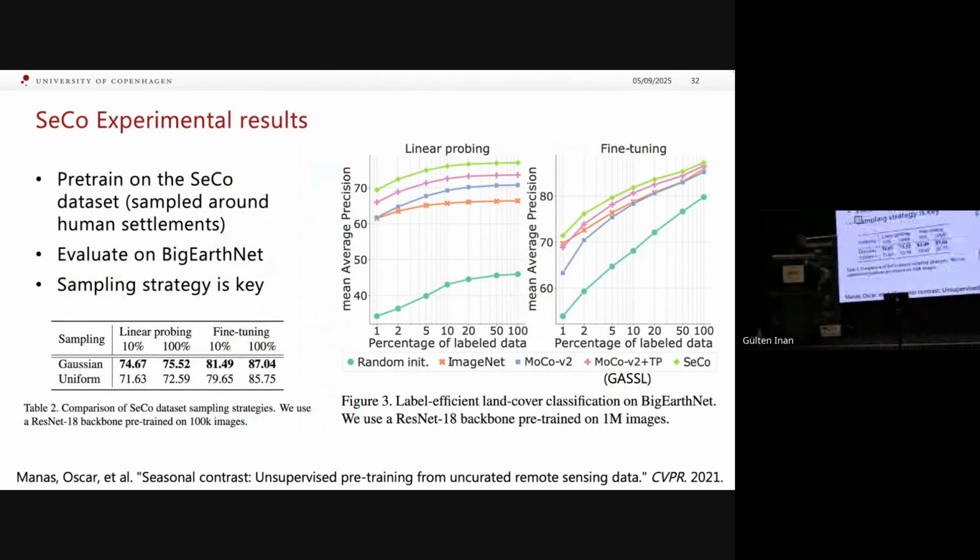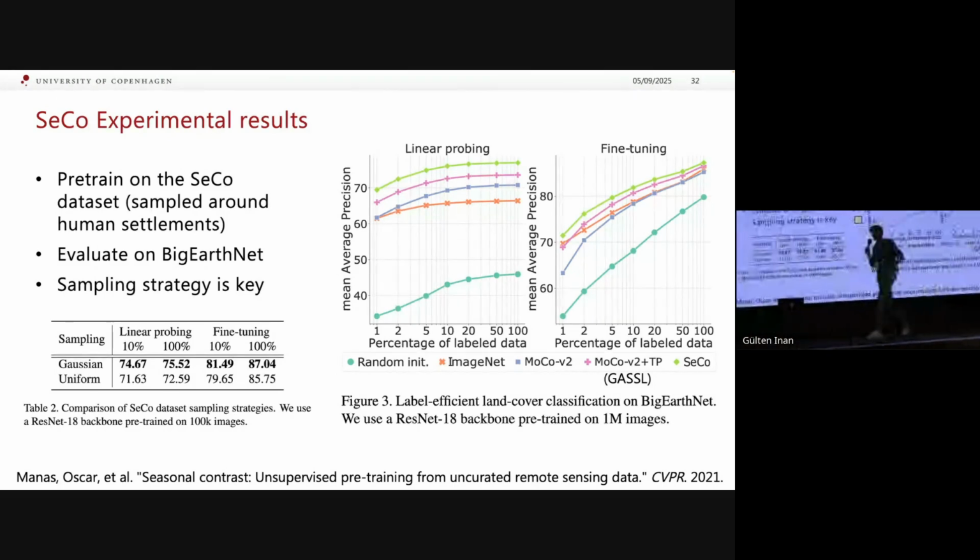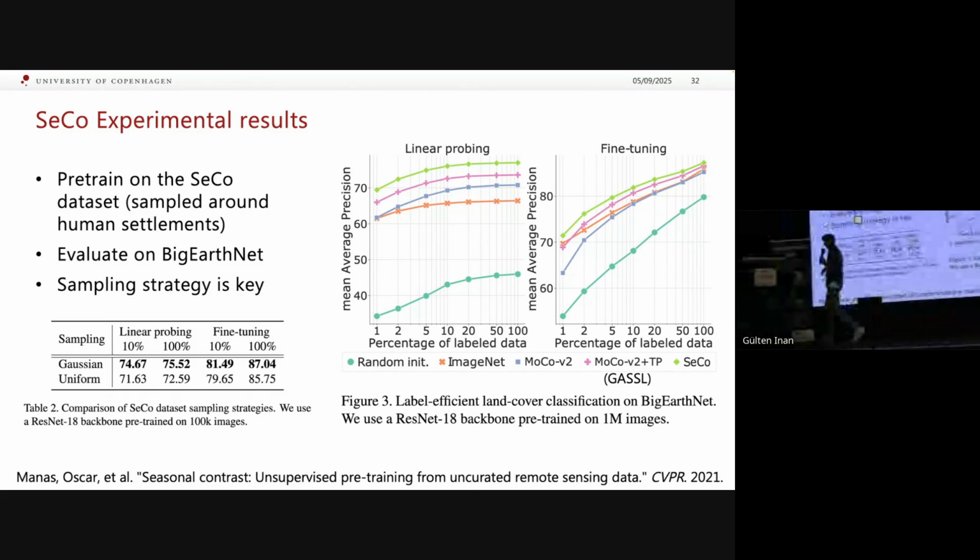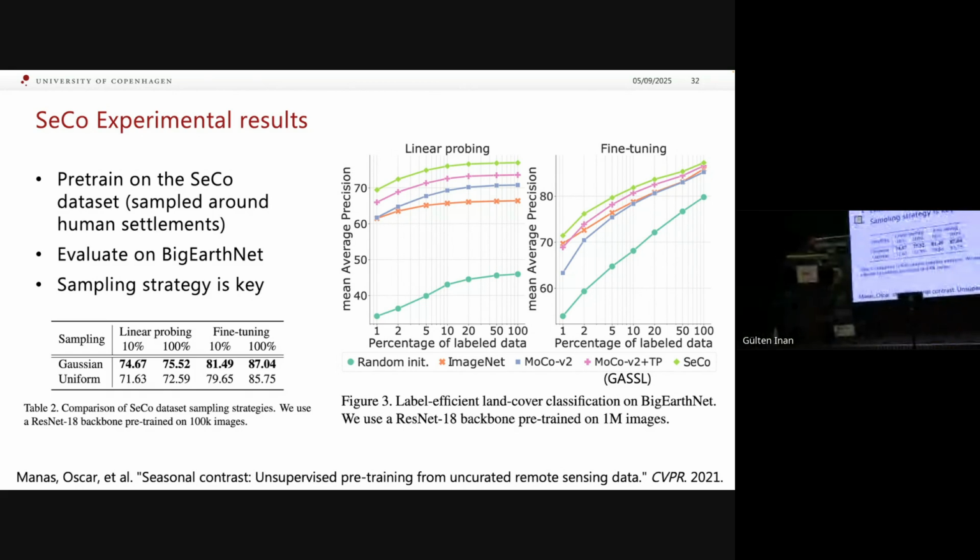And this was quite promising. I think what's also interesting, so here you see the linear probing performance. That is when you freeze the encoder as a feature extractor and only add a linear head on it, or then the full fine-tuning experiment. And here you basically see how they improve from this GA-SSL towards SECO. Yeah, so I think that was interesting.